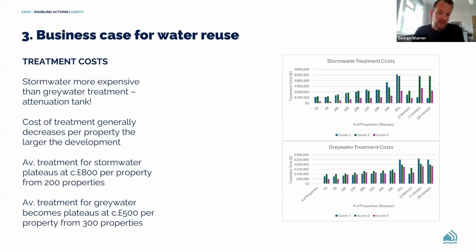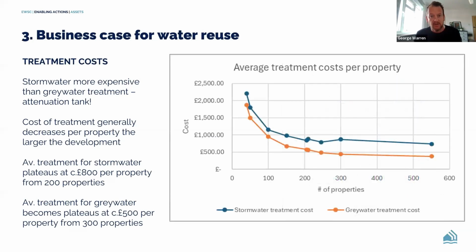So let's talk about treatment costs to begin with. On the right-hand side, I've got the stormwater treatment costs and grey water treatment costs. I'm going to bring those together and look at the average treatment costs on a per property basis. I think probably a surprise to me, and maybe for some of you online here, was to see that stormwater came out as being more expensive.